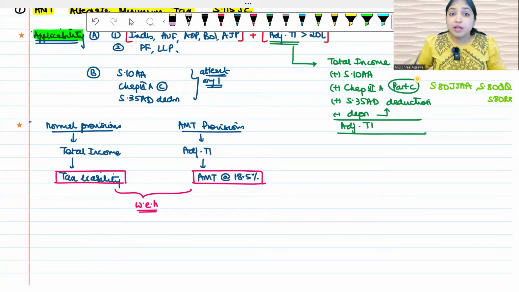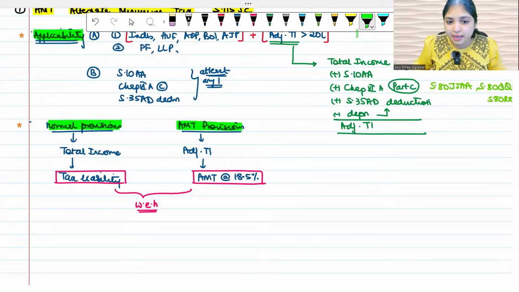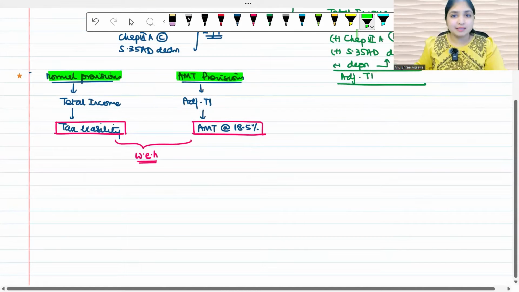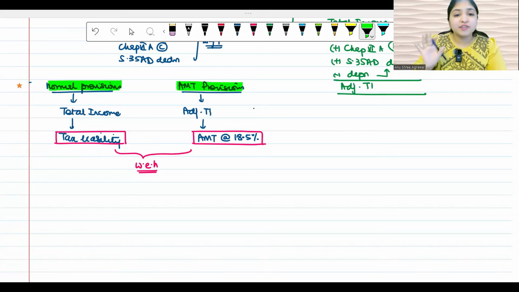So therefore, we will have to see what is the tax liability as per the normal provisions. I'll compare that with the tax liability as per AMT, and out of these two, whichever is the higher, that is what my assessee will have to pay. Are you understanding? So the assessee will have to pay whichever is higher.